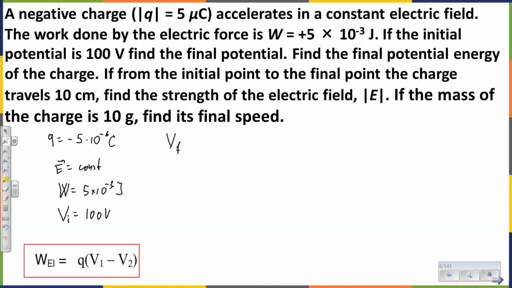Other variables which are involved: final potential energy, distance traveled, the strength of the electric field, the mass of this charge, speed. There is also one number which is assumed.